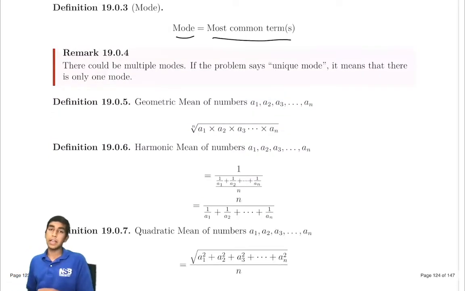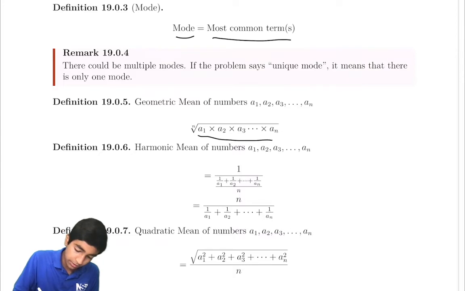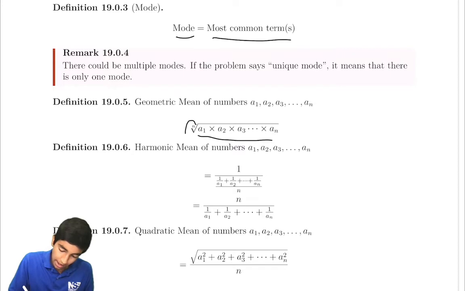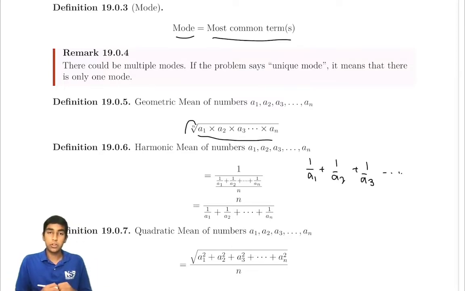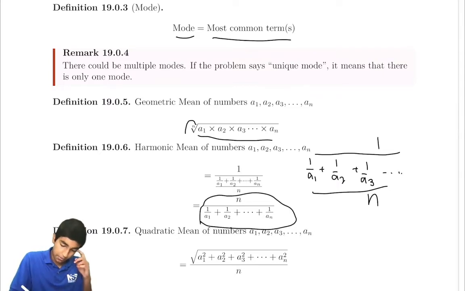Now there are some other means, like the geometric mean, for example. The geometric mean is the nth root of the product of the numbers. So we just take the product and then the nth root to get the geometric mean. The harmonic mean is 1 over the average of the reciprocals. So basically what we do is we take all the reciprocals and add them up, then we average those reciprocals, and then we take the reciprocal again. It simplifies to the number of terms divided by the sum of the reciprocals.